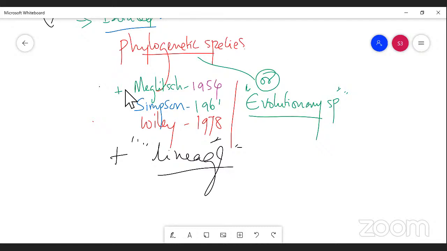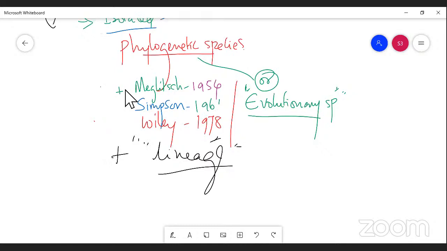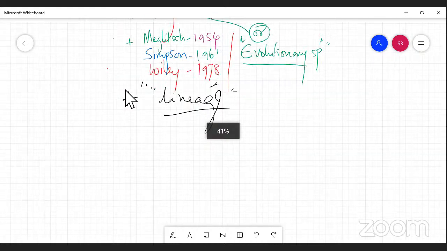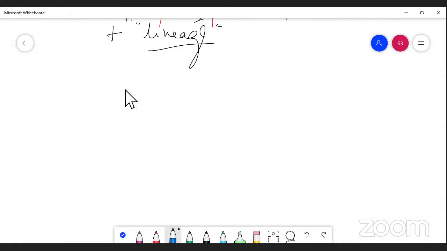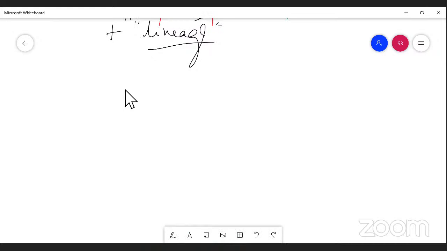Because these evolutionary species form the lineage of a group of individuals from one generation to another generation. So next we pass on to types of species. Generally, we have discussed three types of species. Now the species are classified into mainly two types generally.